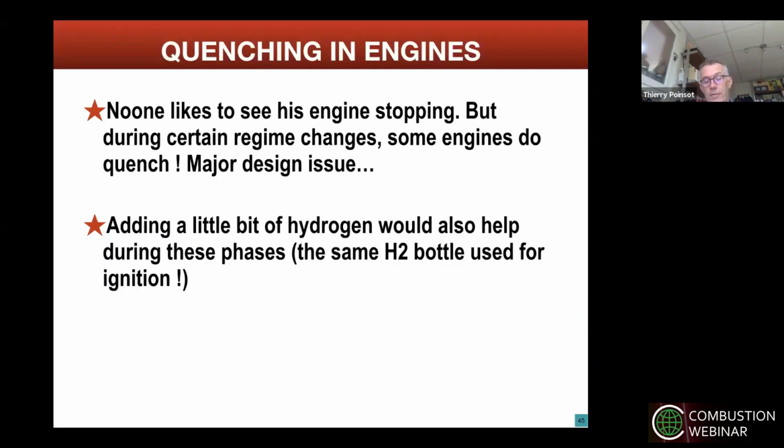Quenching is about the same. An engine can quench suddenly, and of course, it's not a good idea. It's a major design issue. And if you have hydrogen, the same H2 bottle you use for ignition, you could also use it if you want to be sure that your engine does not quench in a critical, for example, very lean moment.